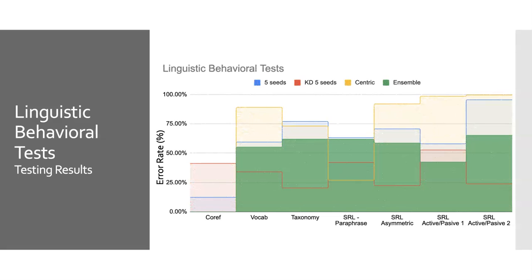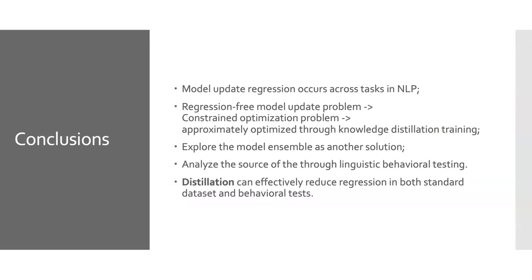For the ensemble in green, we observe that it can only reduce regression on a handful of capabilities. Without involving the old model in the process, ensemble cannot successfully reduce the regression on certain behavior tests when updating from another distinct model. To conclude, in this work, we show that the model update regression occurs across tasks in NLP.